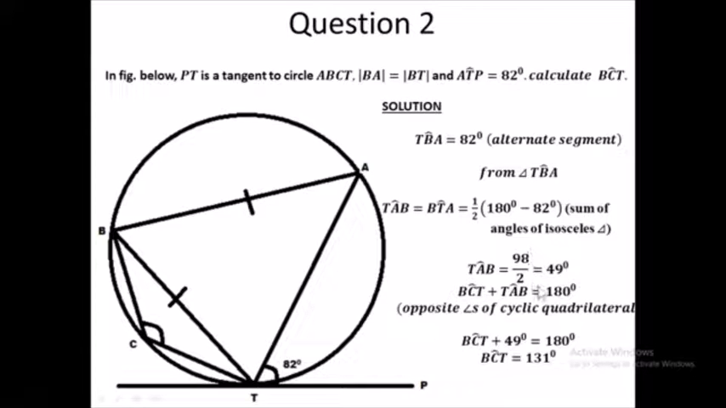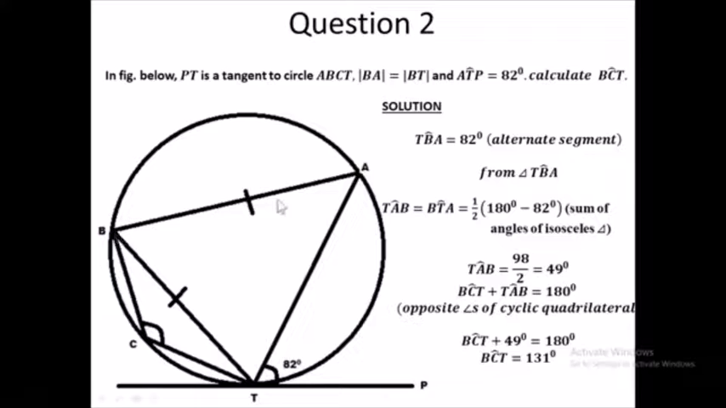And that's what we're having here, that this angle here and this angle here are both equal. So if I remove this 82 from 180 degrees, then divide the answer by 2, it will give me 49. That means this angle here is 49 and this angle here is 49. So angle BAT is 49.